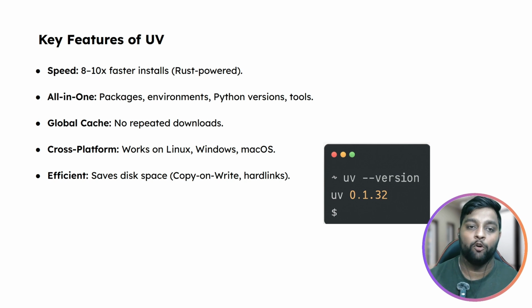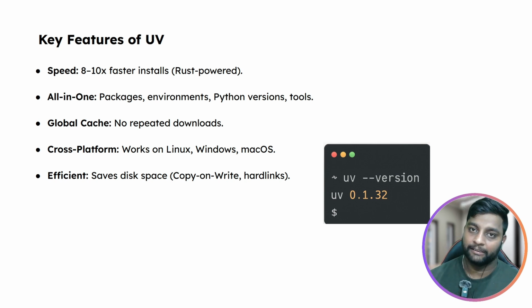Global cache, no repeated downloads. If something is already downloaded, there are no repeated downloads. Not like pip, where if something already exists, even a small version change will make it uninstall and reinstall. That work will not be there in UV. Cross-platform support: it supports Linux, macOS, and Windows, obviously.